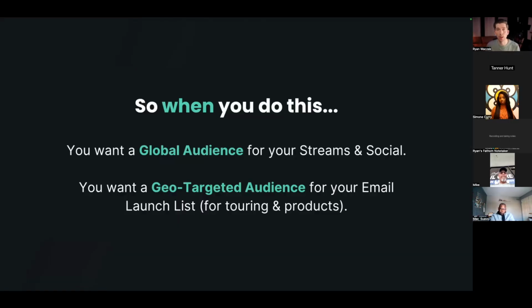So when you do this, you're going to want a global audience for your streams and your social, but you're going to want a geo-targeted audience for your email launch list, for touring and for products. Because touring obviously is geographically tied. You have to travel to the venues. And for products as well, you're going to have to ship those t-shirts. Shipping costs increase if you ship overseas.